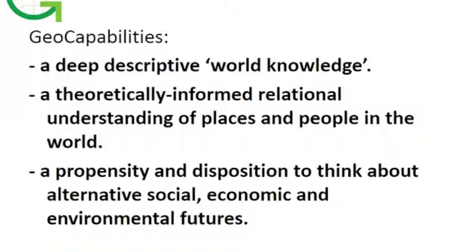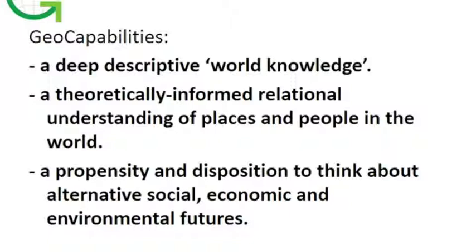It also consists of a theoretically informed relational understanding of places and people in the world. By this, we mean how places and people in places are inextricably linked to other places and other people. What process exists to explain these links, from migration to erosion? It is allied to what Peter Jackson has called thinking geographically about the world.